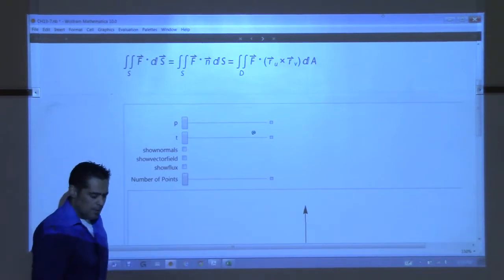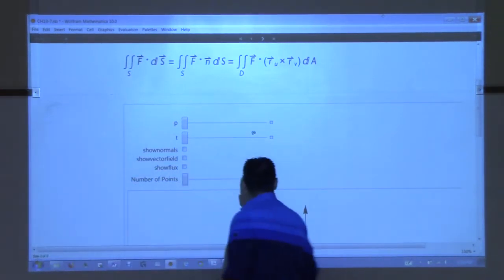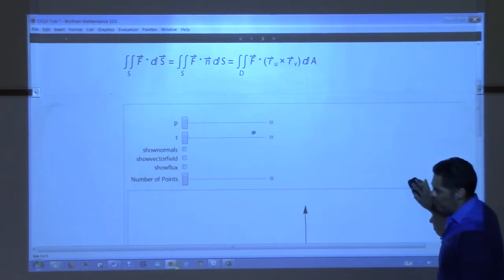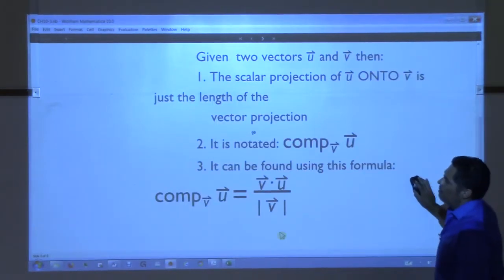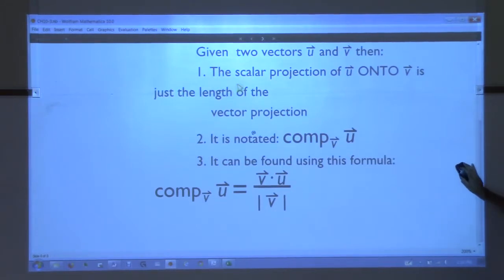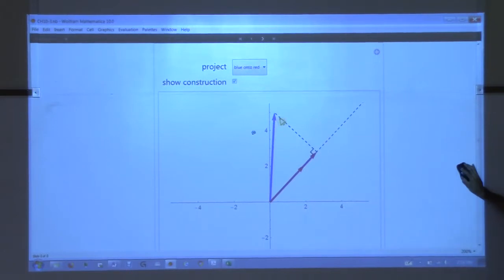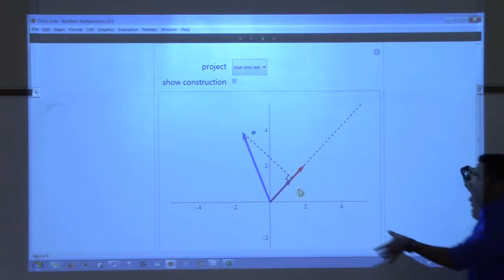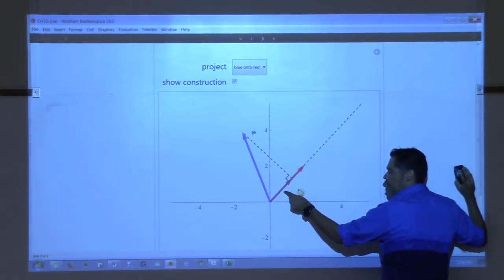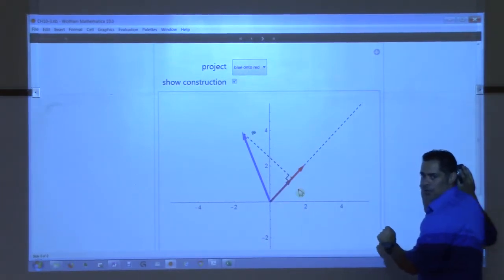So the way we're going to do it is we're actually going to go back to chapter 10, section 3 on the dot product, and we're going to talk about this thing called the component of U onto V. We had a picture of this way back in the beginning. Remember this? It gave us two vectors, and we said, if we take this blue vector, we can project it onto the red vector, and it creates this purple vector. It's called the projection of U onto V. And then we could also talk about the length of the vector. So the vector itself is the projection. The length of the vector is the component of U onto V.